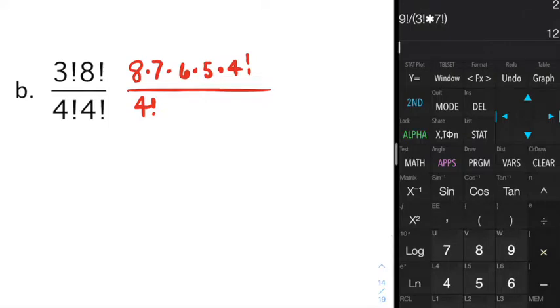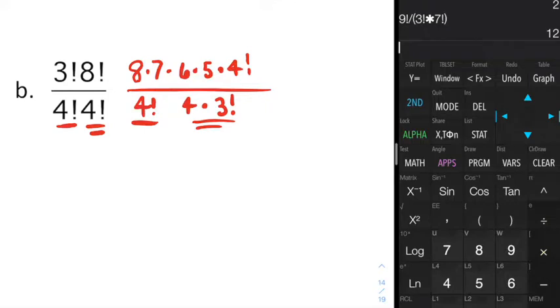Now in the numerator, you also have a 3 factorial. Down in the denominator, it looks like you have a 4 factorial, so you can get a couple of things that cancel out there. Here's what I'm going to do. For the second 4 factorial, I'm going to write that as 4 times 3 factorial.